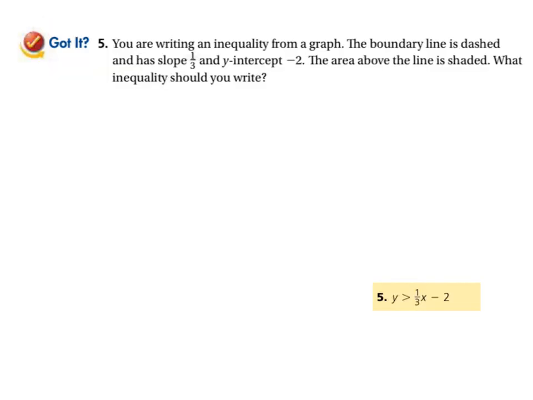So this one gives it to you without even giving you a graph, but it gives you a whole bunch of information. It says you are writing an inequality from a graph. The boundary line is dashed. Okay, so that means for sure I don't have an equals part, right? And it has a slope of 1/3. So here's 1/3 x. Y is going to be over here. And a y-intercept of negative 2, so that's our minus 2. The area above the line is shaded.